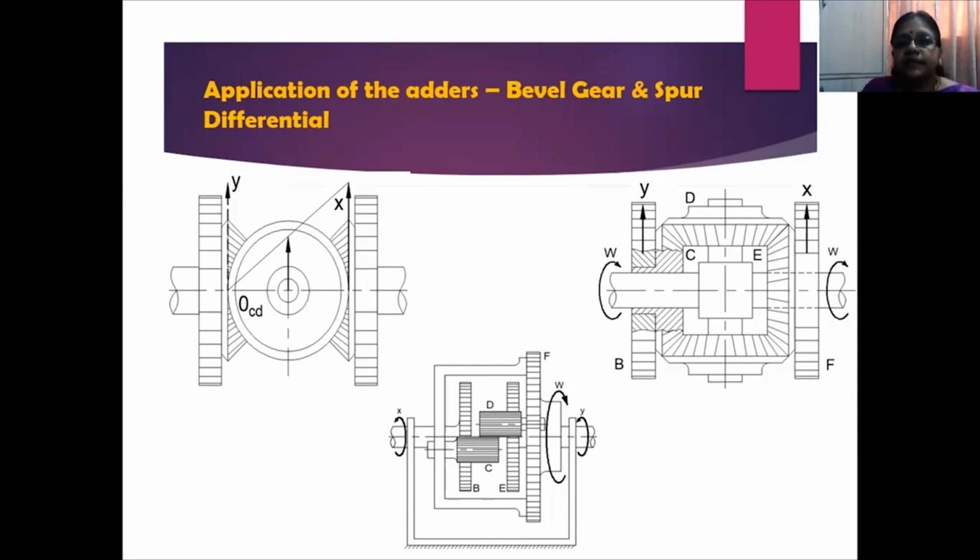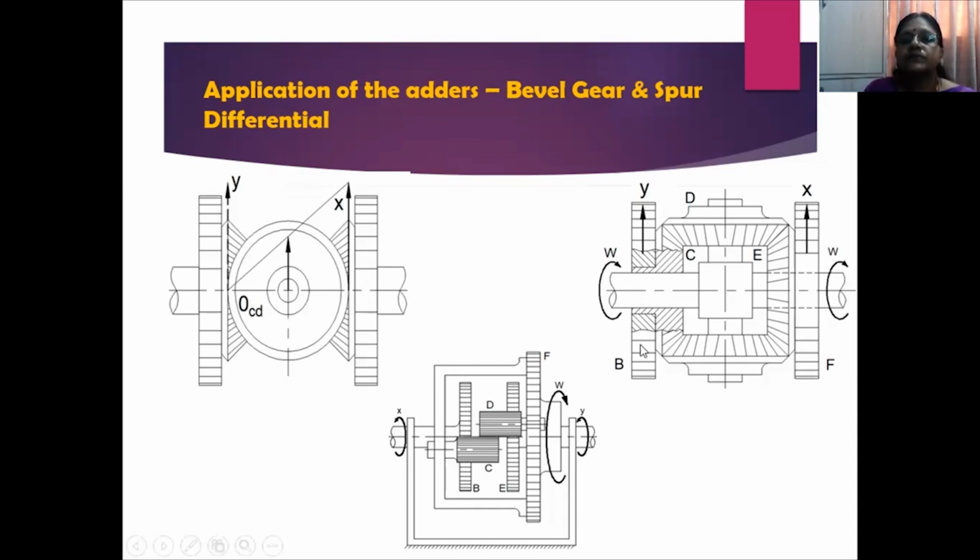Here, gears C, D, E are a set of bevel gears fixed to an arm, and these are the output shafts. Now your gears F and B are input gears. Now let us understand the working mechanism of these gears. To start with, for a kinematic mechanism, it is essential that you fix one link. Now to begin with, let us fix gear C.